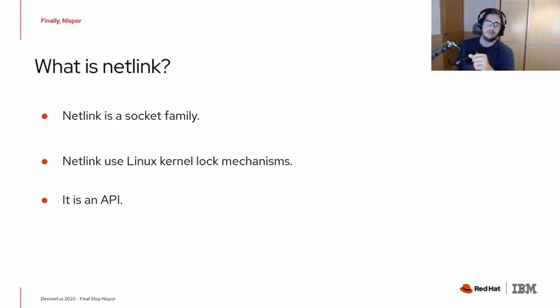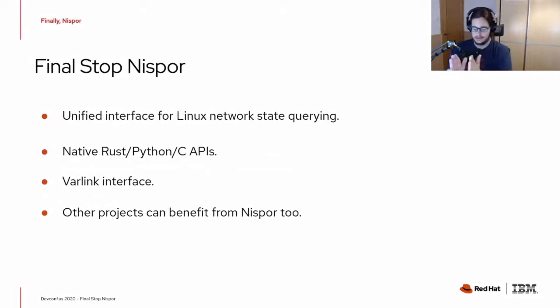So netlink is our solution. We are sure of this. And then we got to Nispor. Nispor is a native library that provides a unified interface for Linux network state querying. It provides native Rust, Python, and C APIs, allowing its use from other projects written in different languages. In addition, it provides a command line tool too, and a varlink interface. So it is possible to use it from Golang or C++ if they access it through the varlink interface.